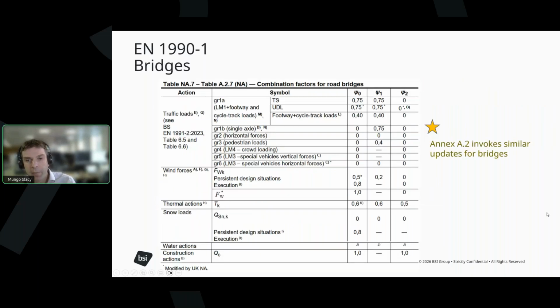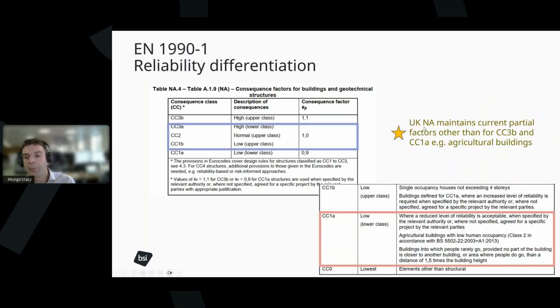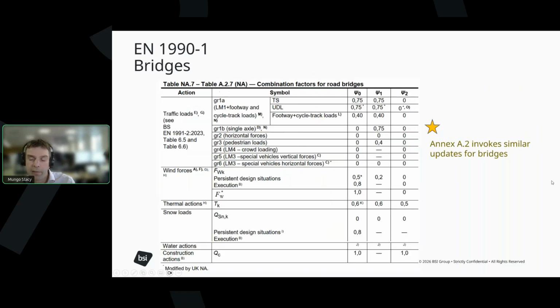I'll just skim briefly through some other structural forms. So Annex A2 gives provisions for bridges, and it gives the combination factors and the partial factors. The numerical values will be the same as they were in first generation Eurocodes.